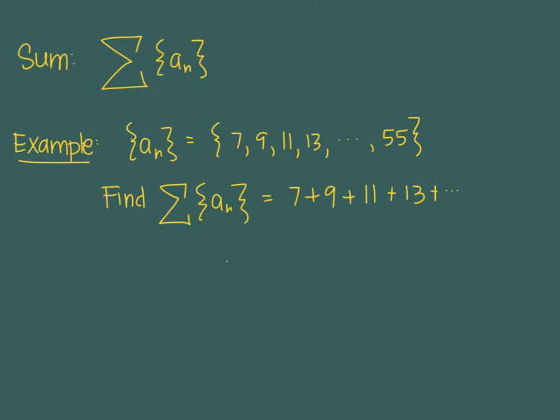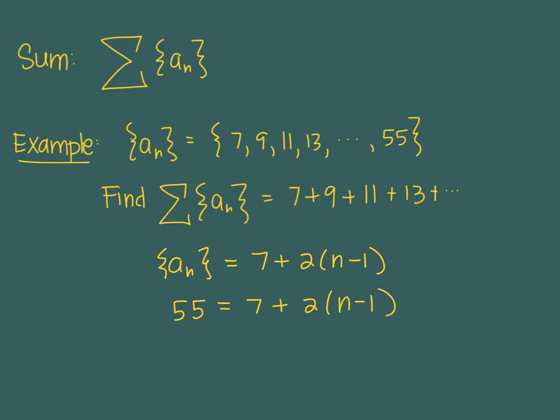So first we'd want to write an explicit formula for this. We can tell that the common difference is 2, and the first term for this sequence is 7. And so I would say 7 plus 2 times n minus 1. Using this explicit formula, we want to know how long this sequence is. Okay, it goes all the way to 55. Now, how long is that? So if the last number is 55, what n goes with that?